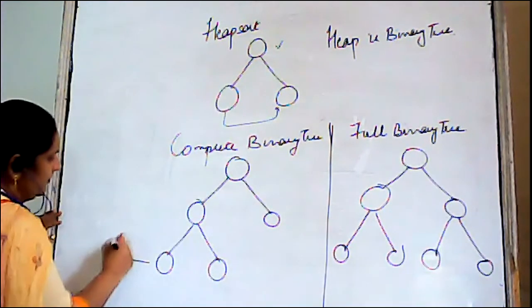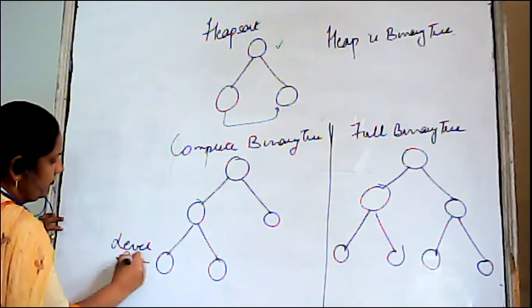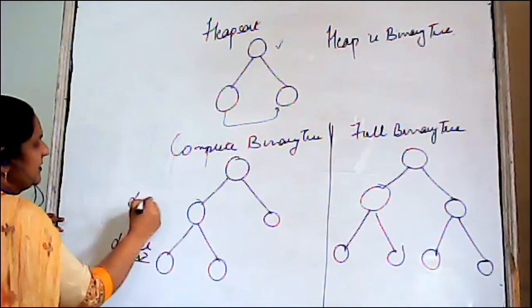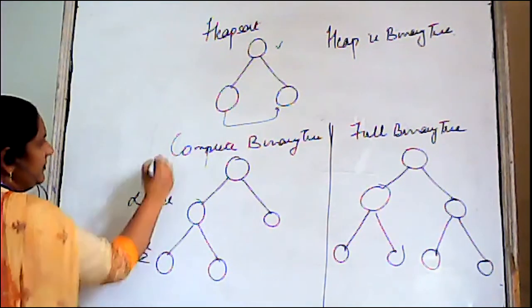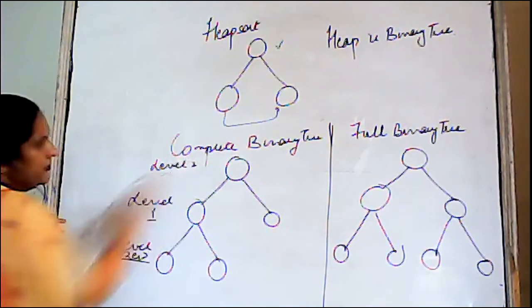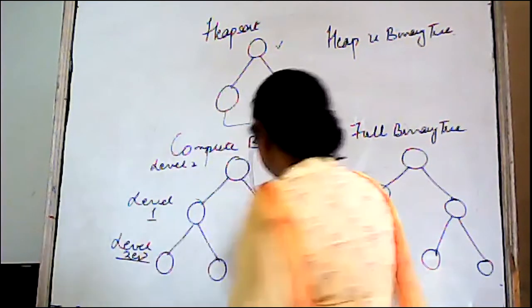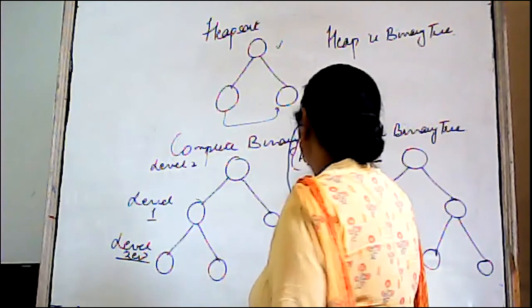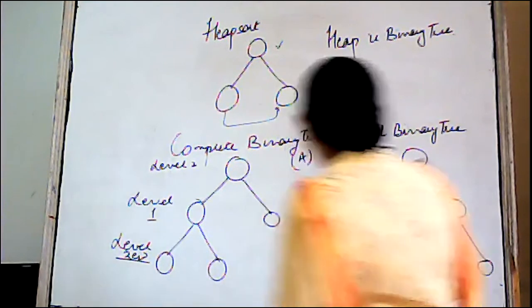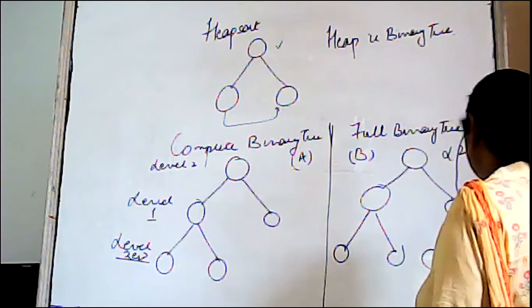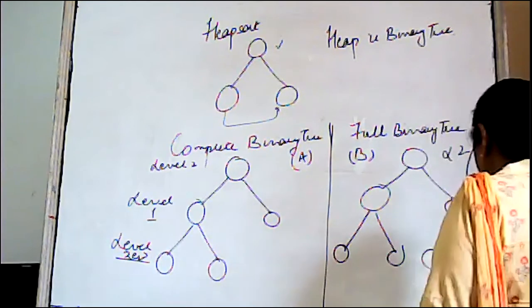This is level 0. This is level 1. This is level 2 for both the trees. Suppose this is tree A and this is tree B. Fine. So again, I'm writing L2 is level 2, L1 is level 1, and this is level 0.